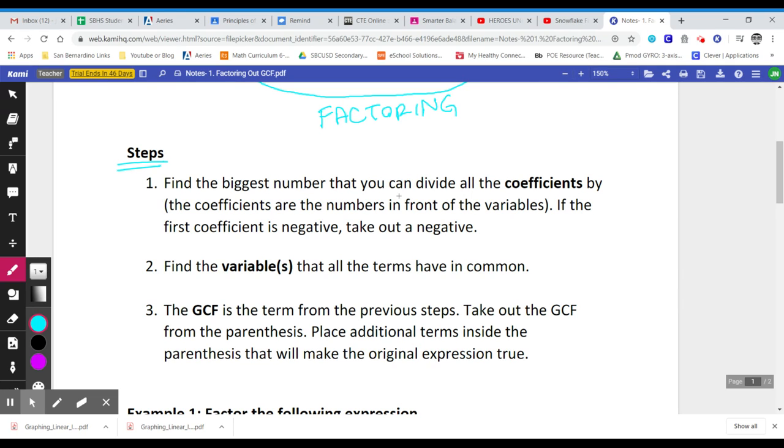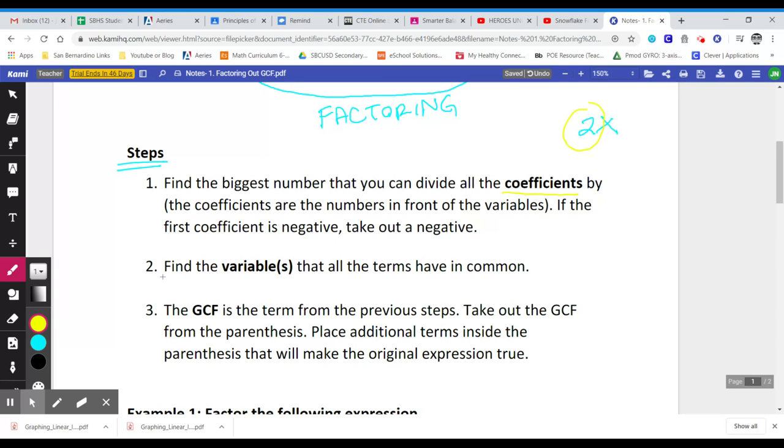Step number 1, find the biggest number that you can divide all the coefficients by. The coefficients are the numbers that are in front of the variable. Like in the term 2x, the coefficient would be the number in front of the variable, which is a 2. So you take the biggest number that you can divide all the coefficients by. And if the first term is a negative, you should take out a negative for that.